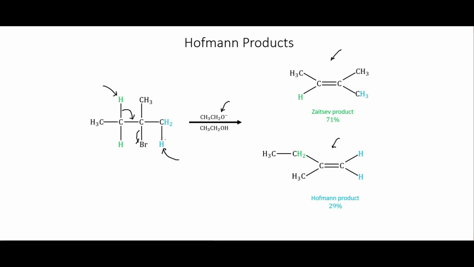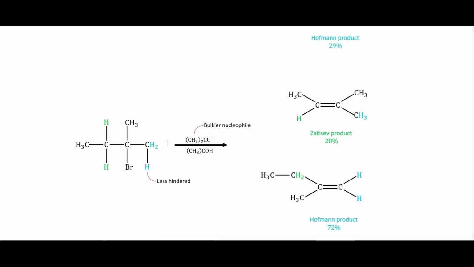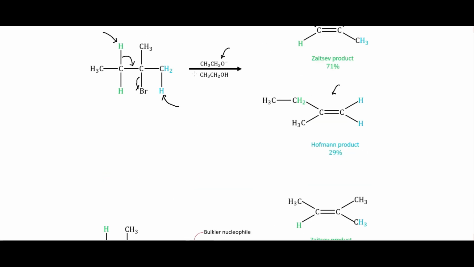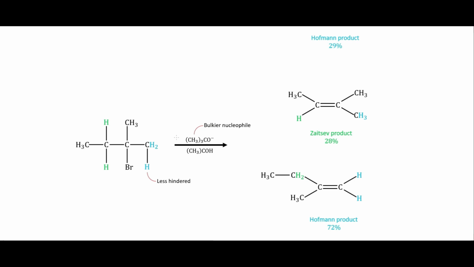And so what we can do in order to do that is use a bulkier nucleophile. So up here, we're just using this ethoxide right here. Down here, we're using this tert-butoxide right here. And so this is going to be hindered from taking this green hydrogen right here, and so it's going to favor going after this blue hydrogen right here.